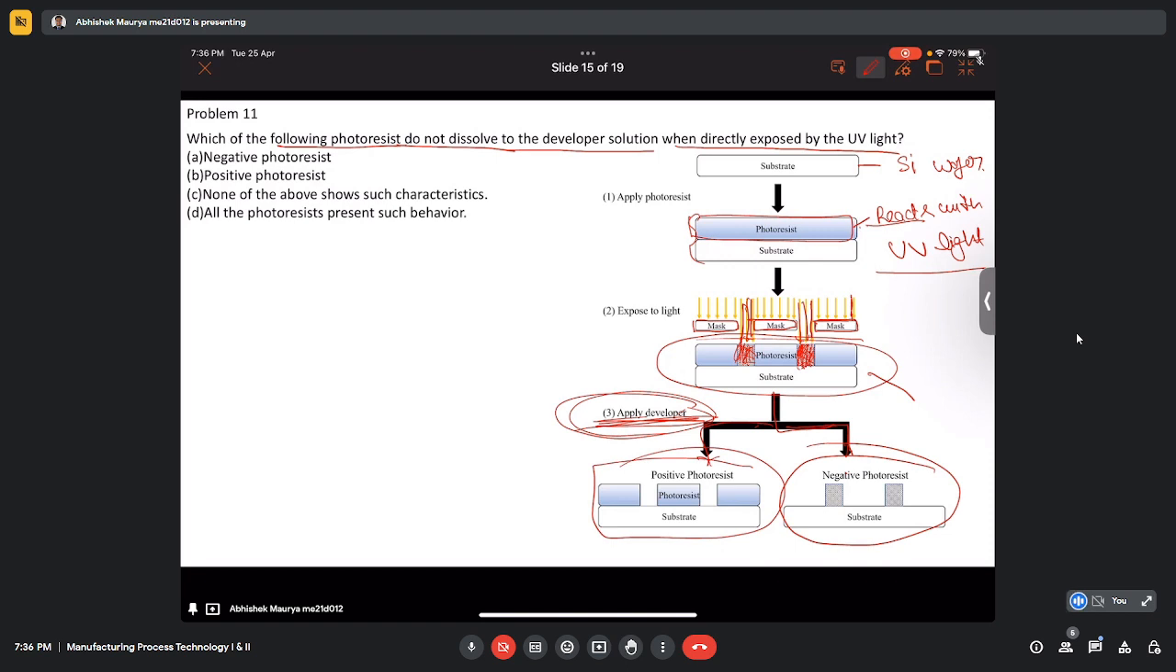Now let's come to the problem. Which of the following photoresist does not dissolve in the developer solution? Do not dissolve means what? You can see these are the regions which were exposed to the UV light, and these did not get dissolved in the developer solution. So the correct answer should be negative photoresist. Is it clear?